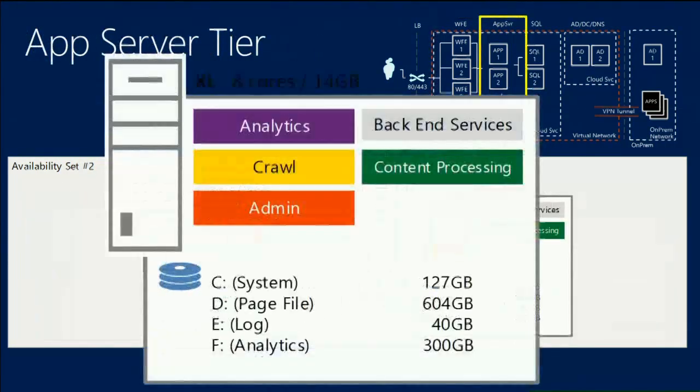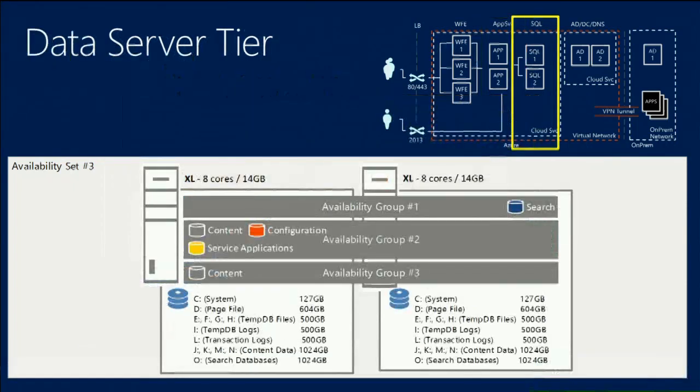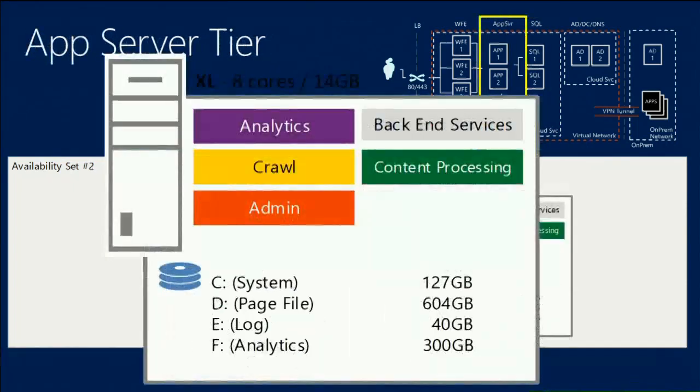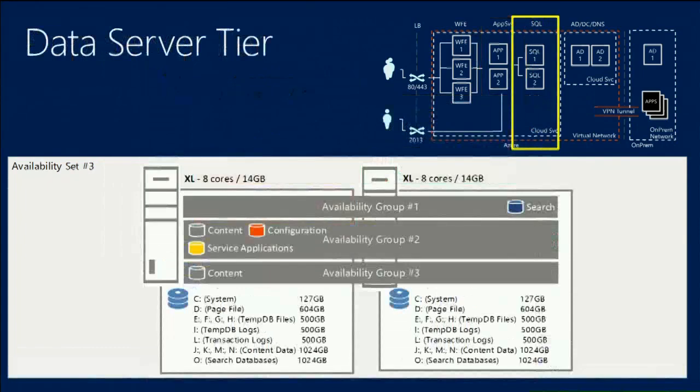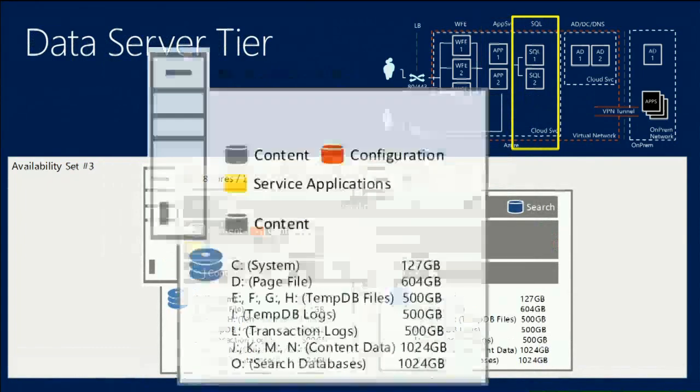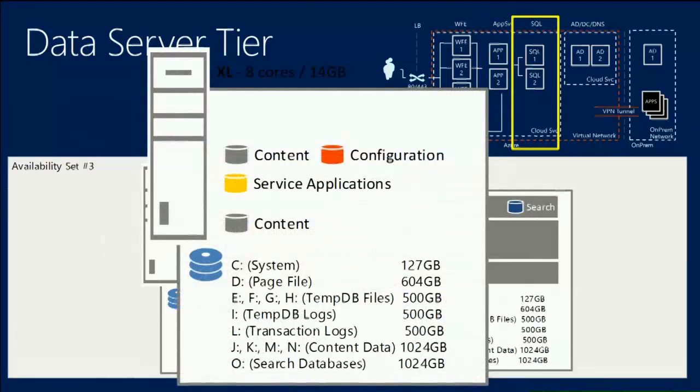The app server tier, they were running analytics, backend services, crawl, admin, content processing, similar disk configuration. And finally, the data server tier, which is the most interesting from the disk configuration, is to accommodate a 220 gig content database. They had to split the content databases up across multiple data disks because you get really good write performance if you can spread that out, and they took advantage of SQL file groups to have these data files distributed.